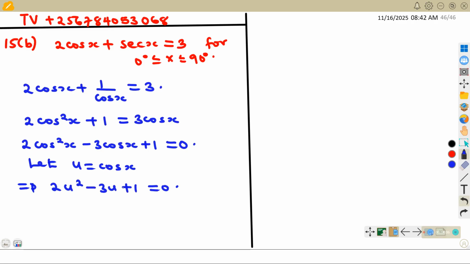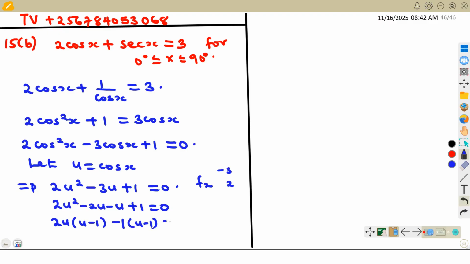So we need the factors of 2, which we add together to give us negative 3, and the product to remain 2. So that will be negative 2 and negative 1. So 2u squared minus 2u minus u plus 1 is equal to 0. So this is 2u into u minus 1. So here we shall open the same bracket, u minus 1, and we shall place here negative 1, and this is equal to 0. So from here we shall have 2u minus 1 into u minus 1, and this is equal to 0.